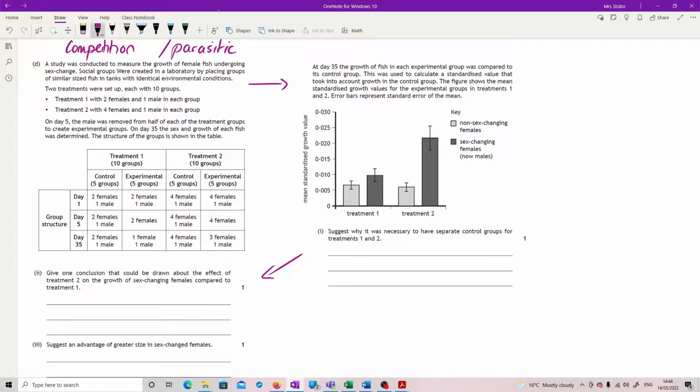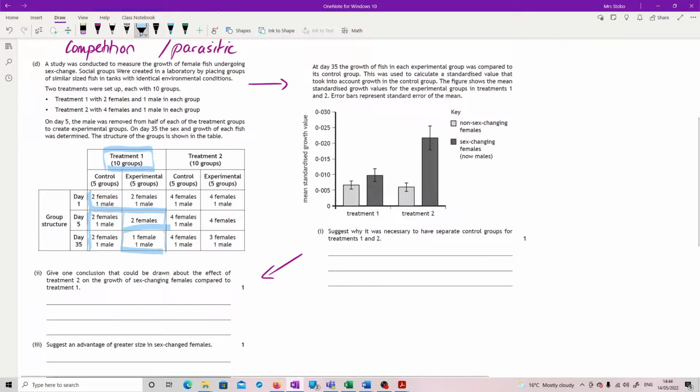On day 5, the male was removed from half of each of the treatment groups to create experimental groups. On day 35, the sex and growth of each fish was determined. The structure of the groups is shown in the table. So it's exactly what they've just said on the blurb. So in treatment 1, we started with 10 groups and all of them were two females, one male. And then on day 5, half of them had the male removed, so it goes to 2 females. And then on day 35, they checked and you now had 1 female, 1 male. And in the control group, it never changed. It remained 2 females, 1 male.